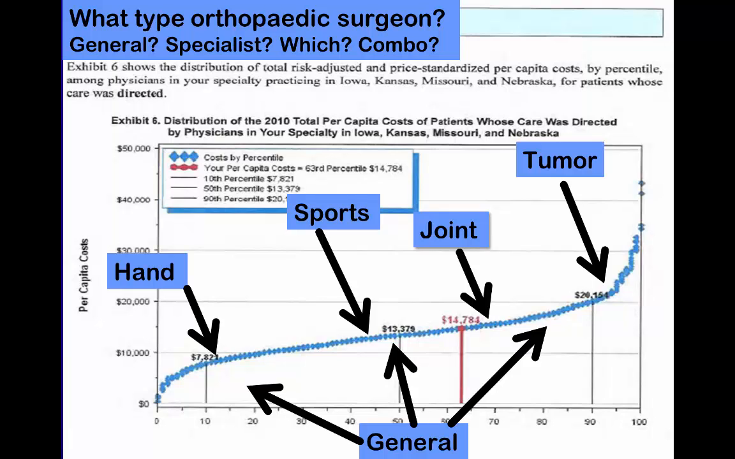Sports doctors and joint doctors may fall somewhere in the middle, but what if you're a generalist who does a little bit of carpal tunnel, a little bit of sports, and some total joints? Where would you sit on that spectrum depending upon your subspecialty? A better way may be to compare surgeons based on the procedure type they do.